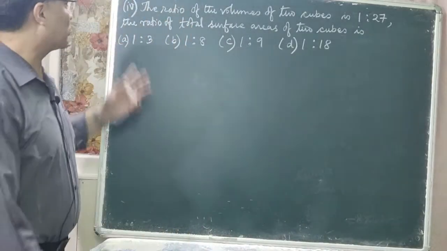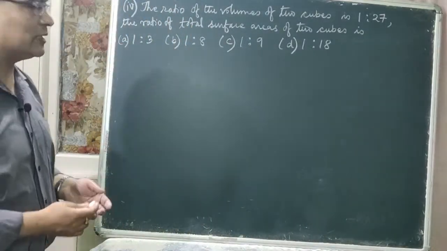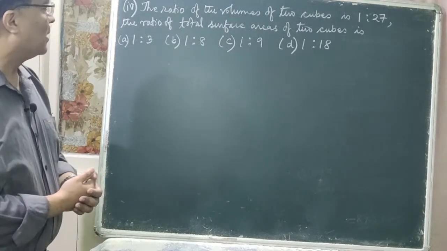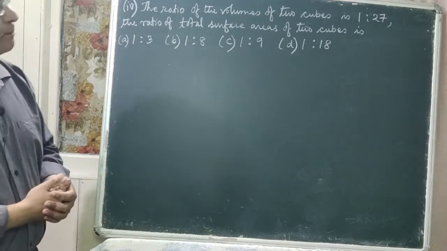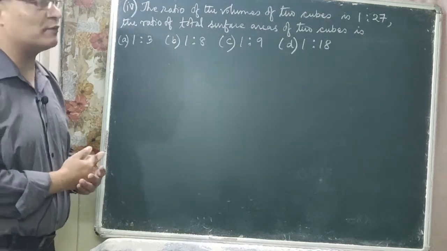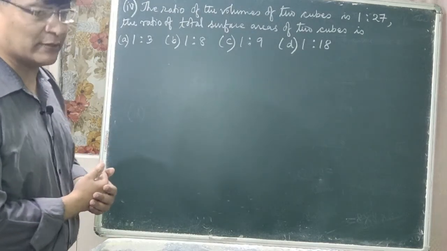So now we'll do the next question, that is question number 4. So let us do it. In the question it is given that the ratio of the volumes of two cubes is 1:27.